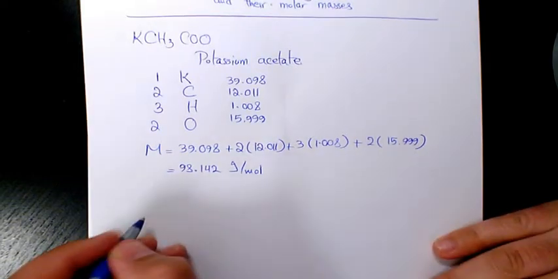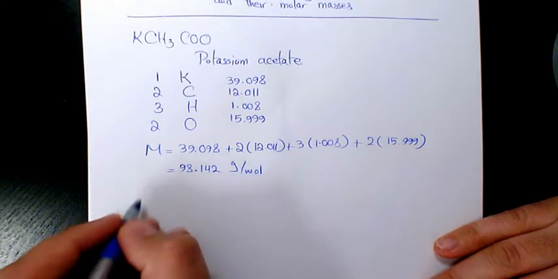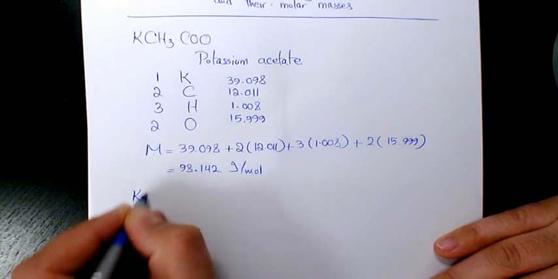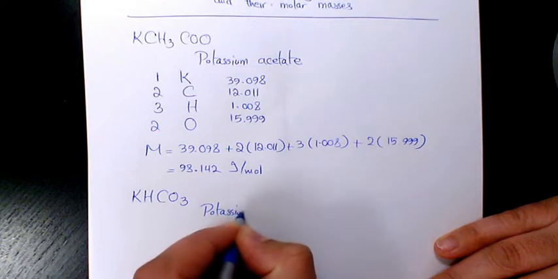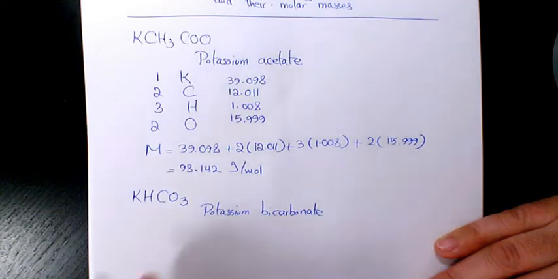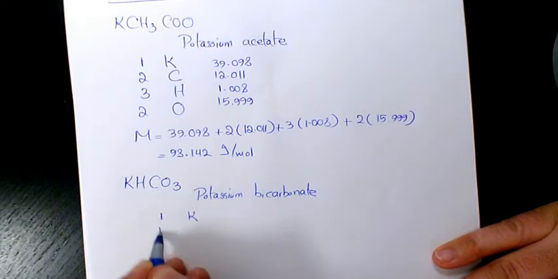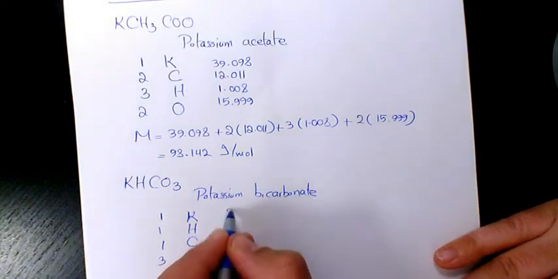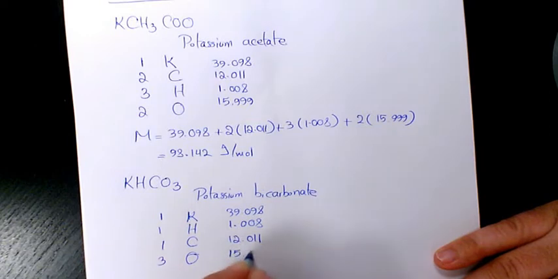Next one is, I'm going to say potassium bicarbonate, KHCO3. So that's gonna be 1 potassium, 1 hydrogen, 1 carbon, 3 oxygen. So that's 39.098, 1.008, 12.011, oxygen is 15.999.